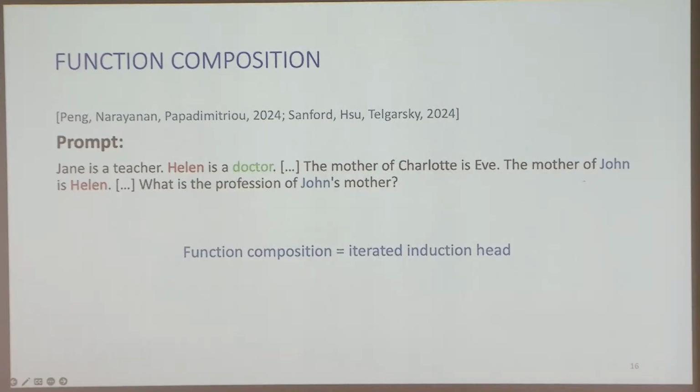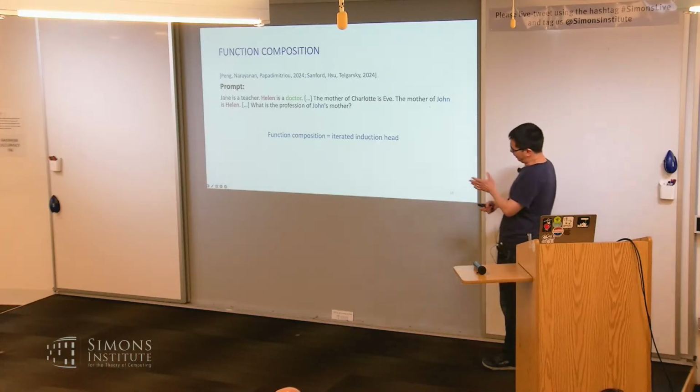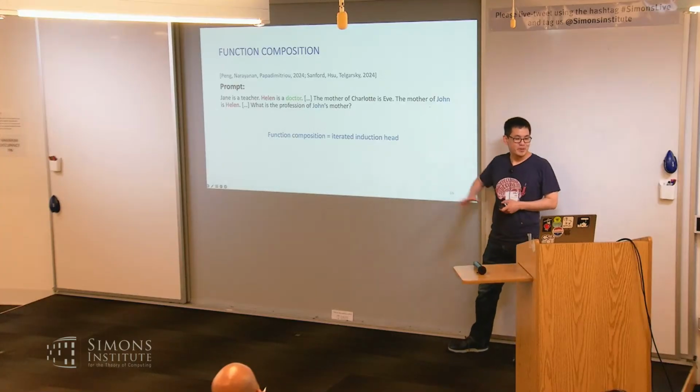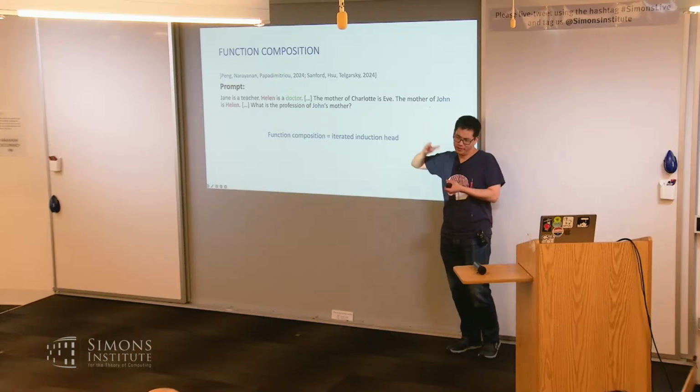Any questions about this example? For an iterated induction head, does that mean that the single head can learn that functional composition process? You mean multiple heads? A single head might not be able to do it, depending on what you call one head, but maybe you can't just do this with two layers, a two-step process. You might need more than two steps.